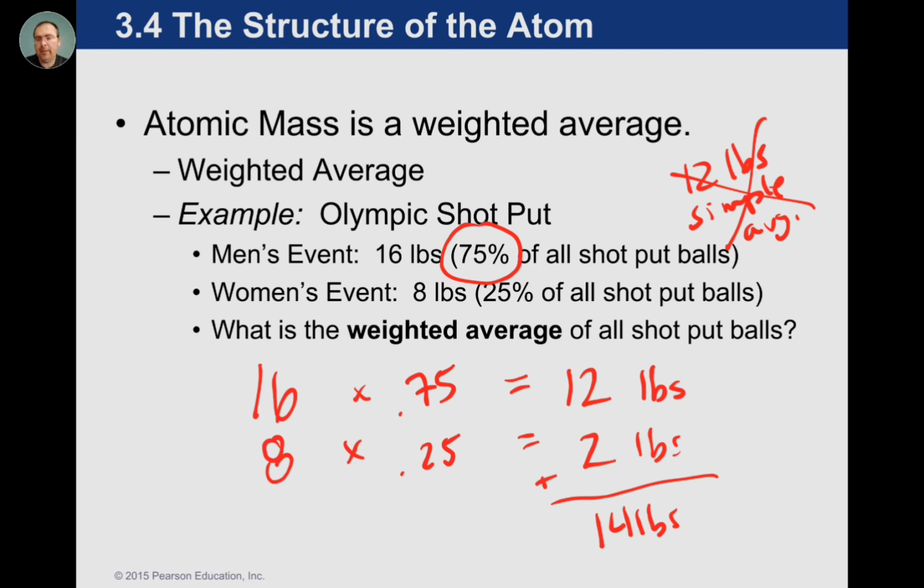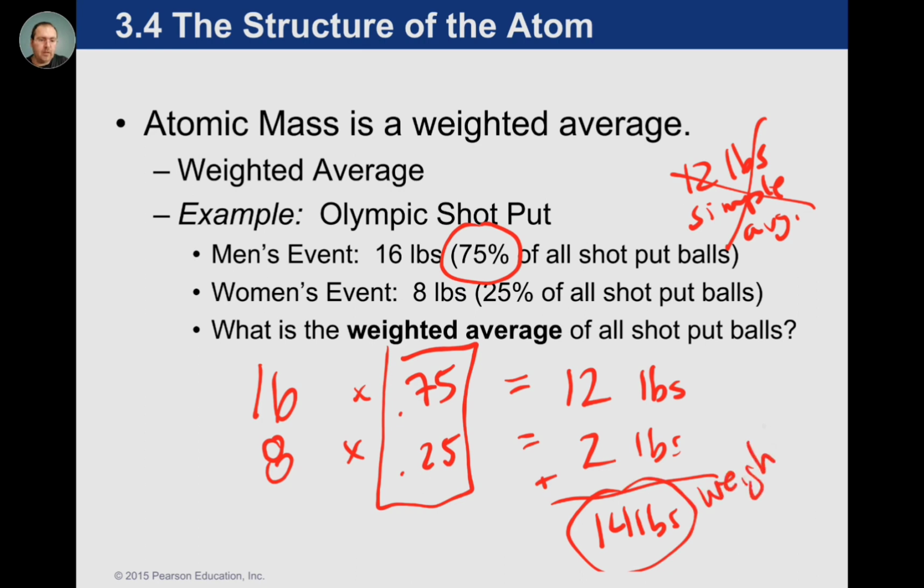Here what we want is a weighted average, so we're using their weights, their abundances, to determine their percentage of mass that contributes to that weight. So because there's more men's shot put balls available than women's at these events, if you have a crate of 100 of those, it's going to be heavier than the average of 12 because 75 of those are 16 pounds and only 25 are 8 pounds. So this is the kind of number here that we want. This is called a weighted average. And that weighted average is what's on the periodic table.